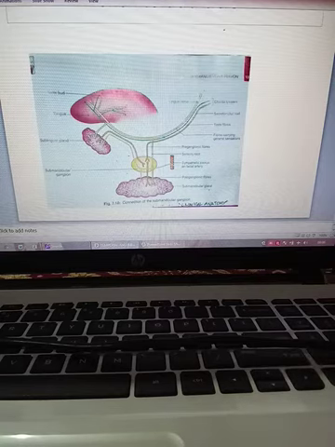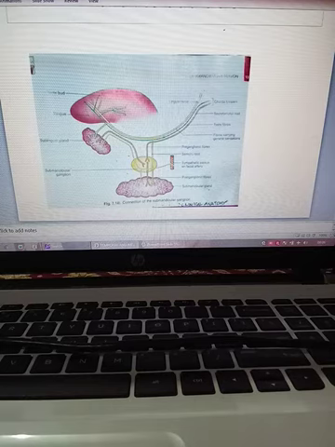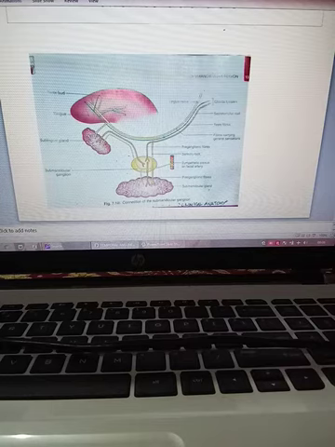Then your submandibular gland, how can you palpate it? One finger in the mouth and one finger on the cheek. You can feel for the gland and for various stones or any malformation in the gland.